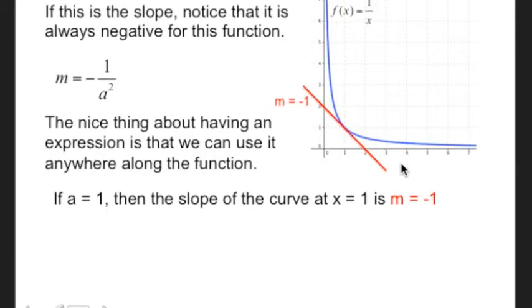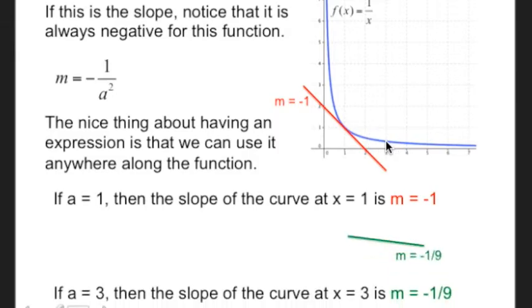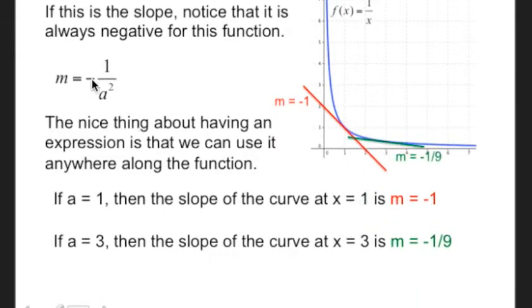We can pick another point. Let's pick a equals 3. If a equals 3, then the slope is negative 1 over 3 squared, which is negative 1/9. So if we look at this point at x equals 3 and we draw a tangent line, that tangent line has slope of negative 1/9.